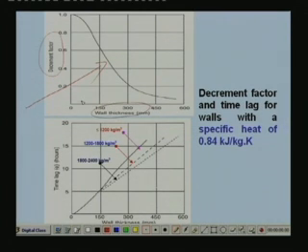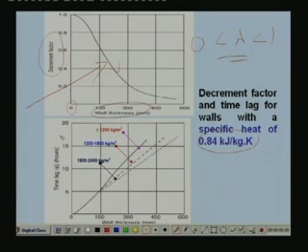These are calculated for building material having a specific heat of 840 joule per kg Kelvin. You can see that the decrement factor is 1 when the thickness is 0. That means there is no wall, and the decrement factor is 1, and as the wall thickness increases, the decrement factor reduces. In general the decrement factor varies between 0 and 1. Thicker walls have lower decrement factors, thinner walls have higher decrement factors.